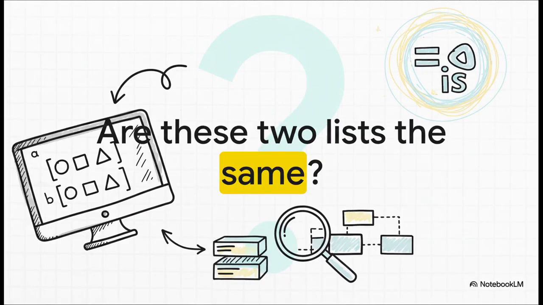Okay, let's start things off with a central mystery. We've got two lists here, A and B. They look completely identical, right? But are they truly the same in Python's eyes? The answer might just surprise you, and I promise by the end of this, you'll know exactly why.